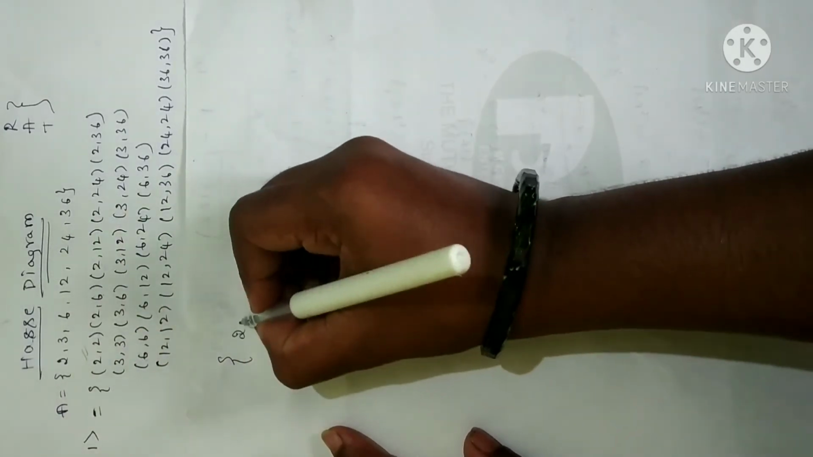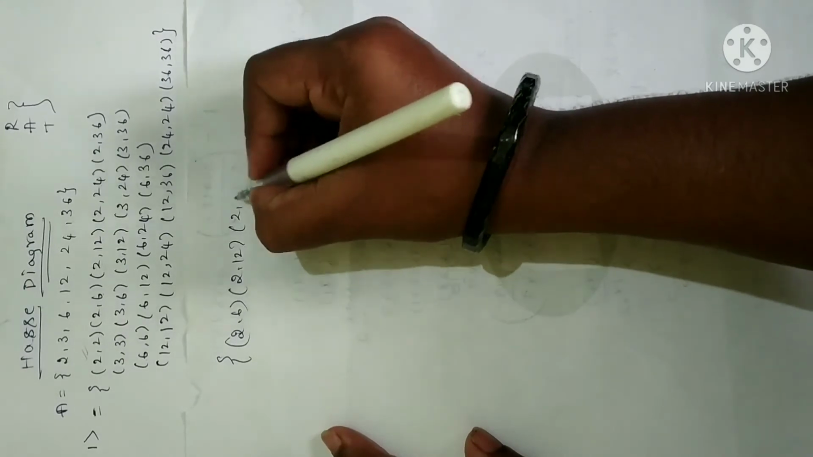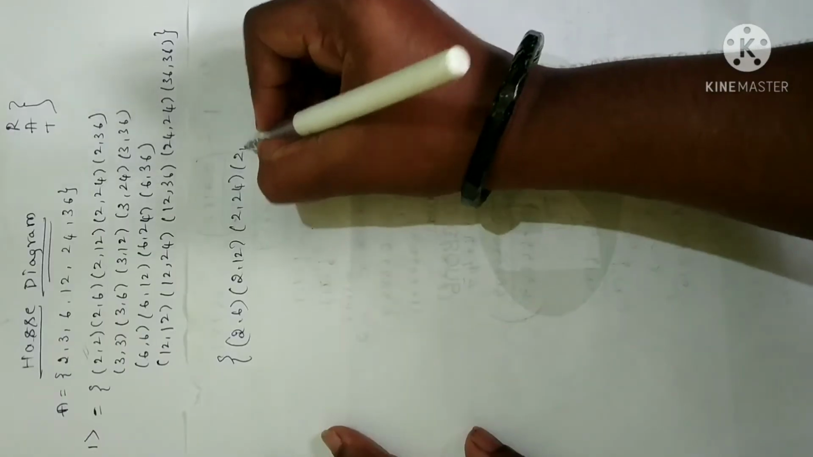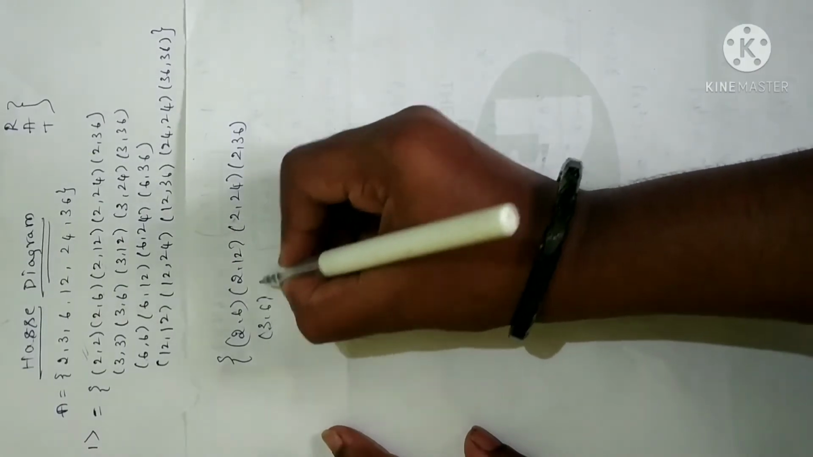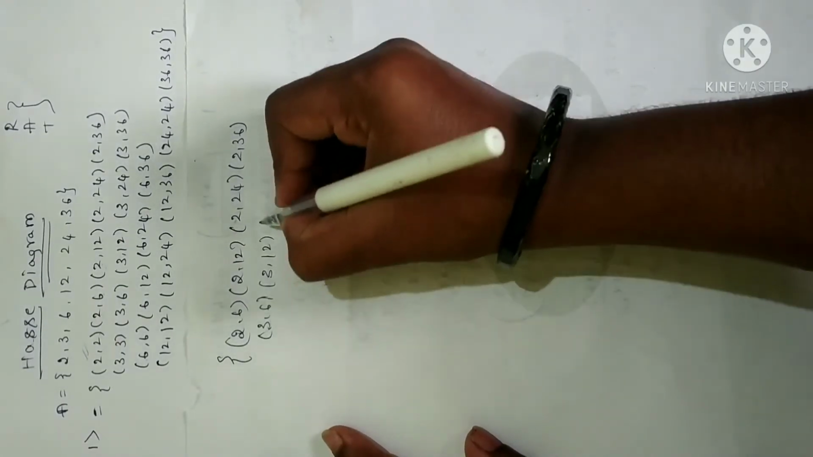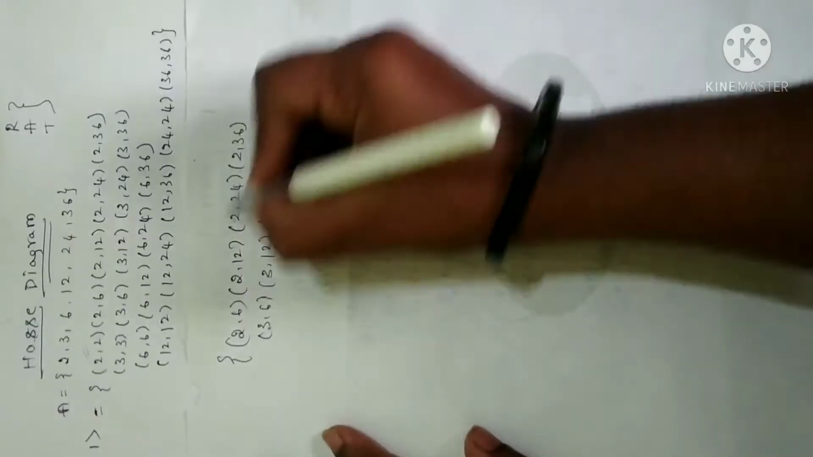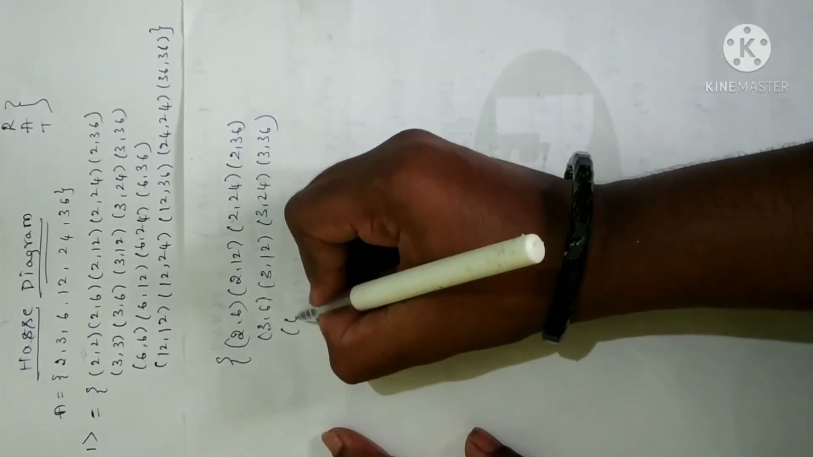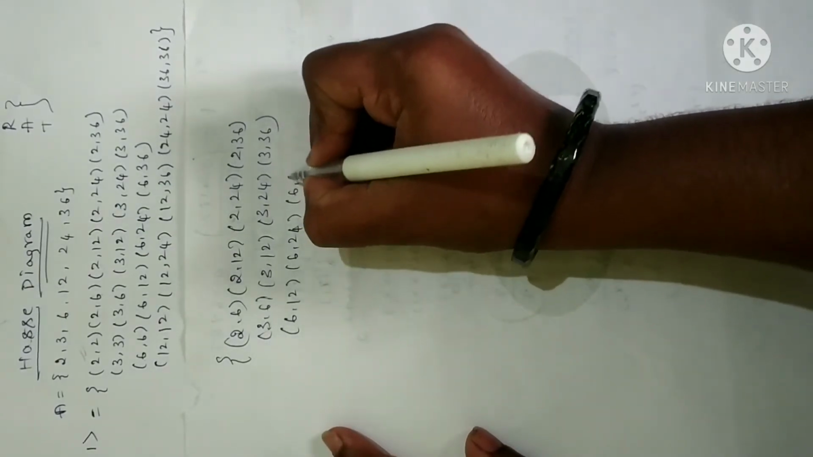So what you're going to get is 2 to 6, 2 to 12, 2 to 24, 2 to 36. Again, 3 to 3 I'm going to leave, 3 to 6, 3 to 12, 3 to 24, 3 to 36. Again, 6 to 6 I am going to leave, so 6 to 12, 6 to 24, 6 to 36.